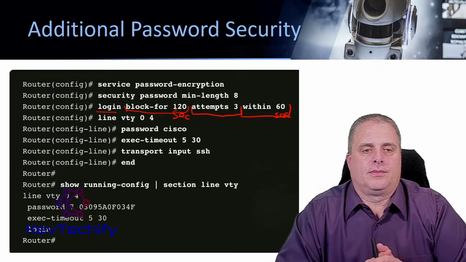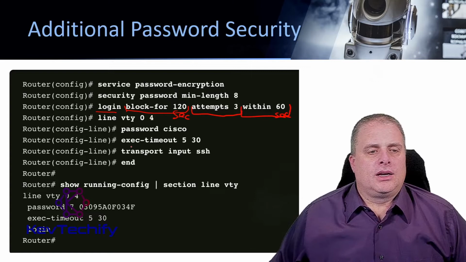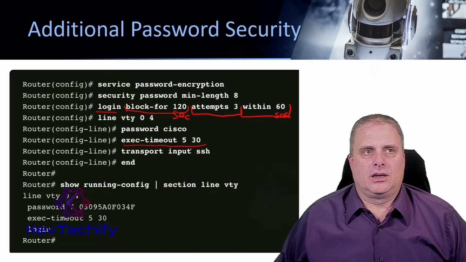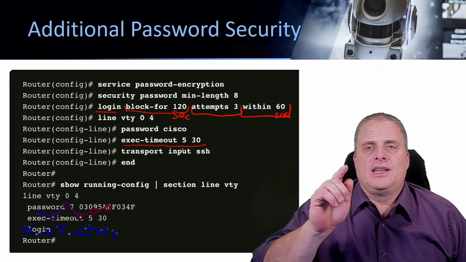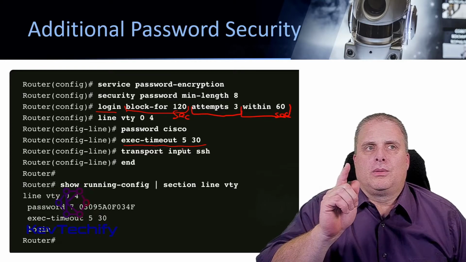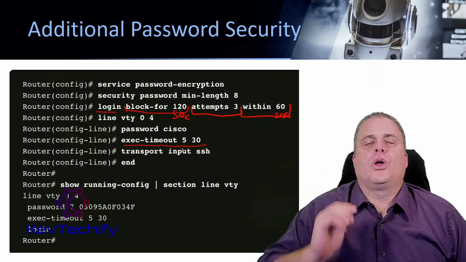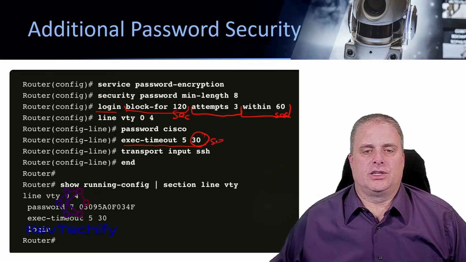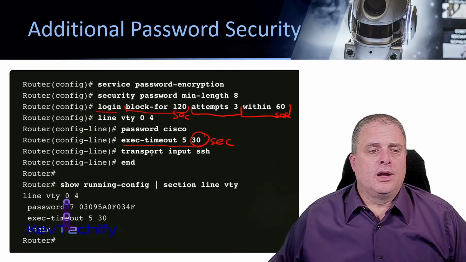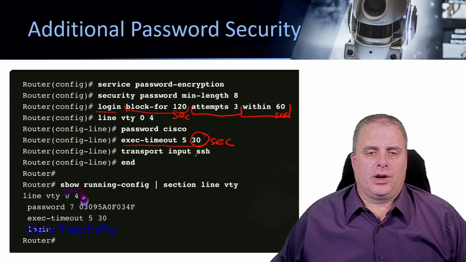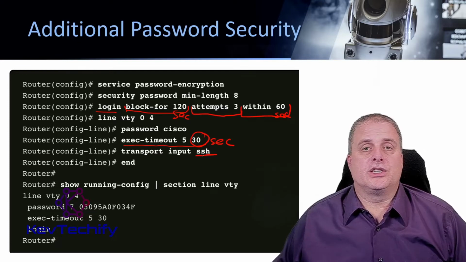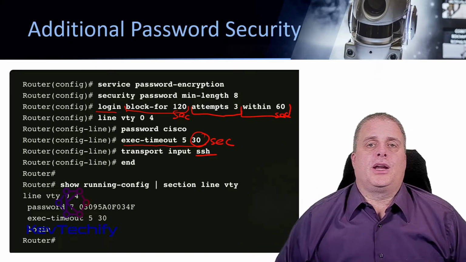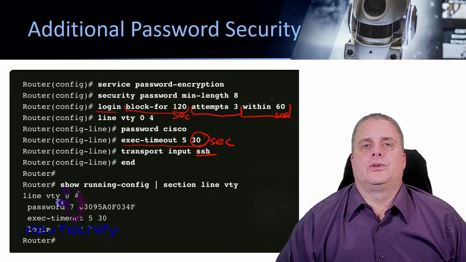Another one here is on our line configuration, we can use the exec-timeout. What this is here is that after you've had no activity in your privilege exec mode, it's going to log you out after a certain amount of time. And right here, it's going to be 30 seconds. It's going to log you out. And once again, we are using SSH instead of Telnet. SSH does encrypt all of our data. And so these are good security practices you should employ on your Cisco devices.